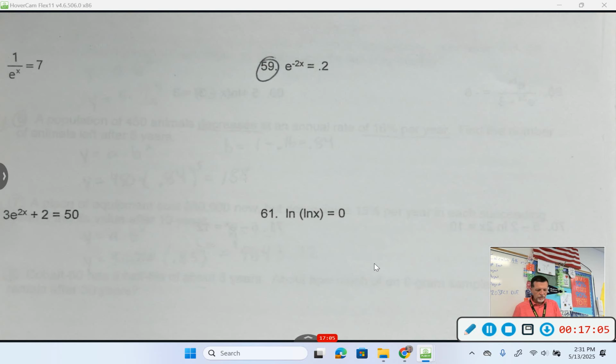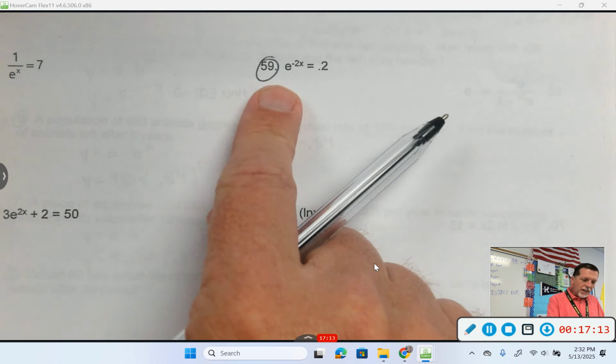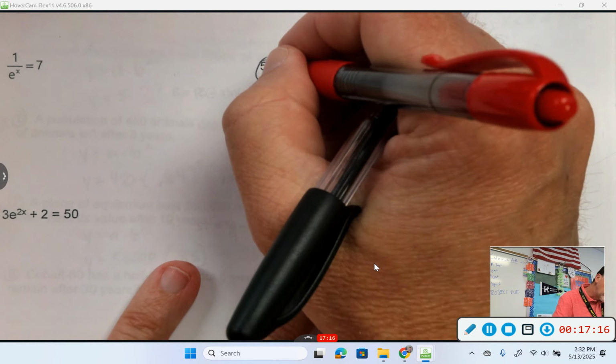What should we do first on 59? Natural log. So back and forth we go. If you got a natural log problem, you're probably going to exponent, like fishhook it. If you got an e problem, you're probably going to natural log it.